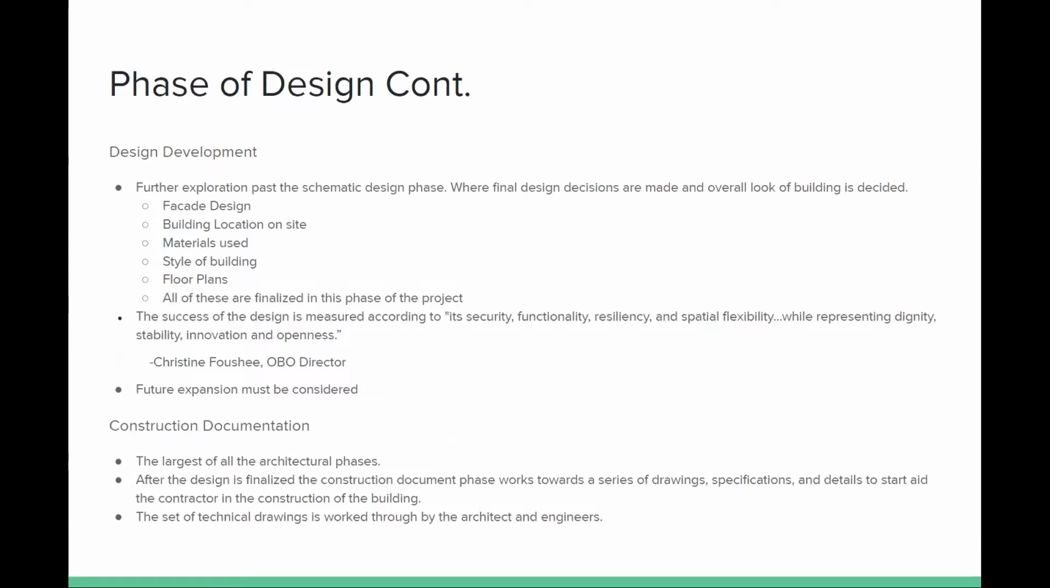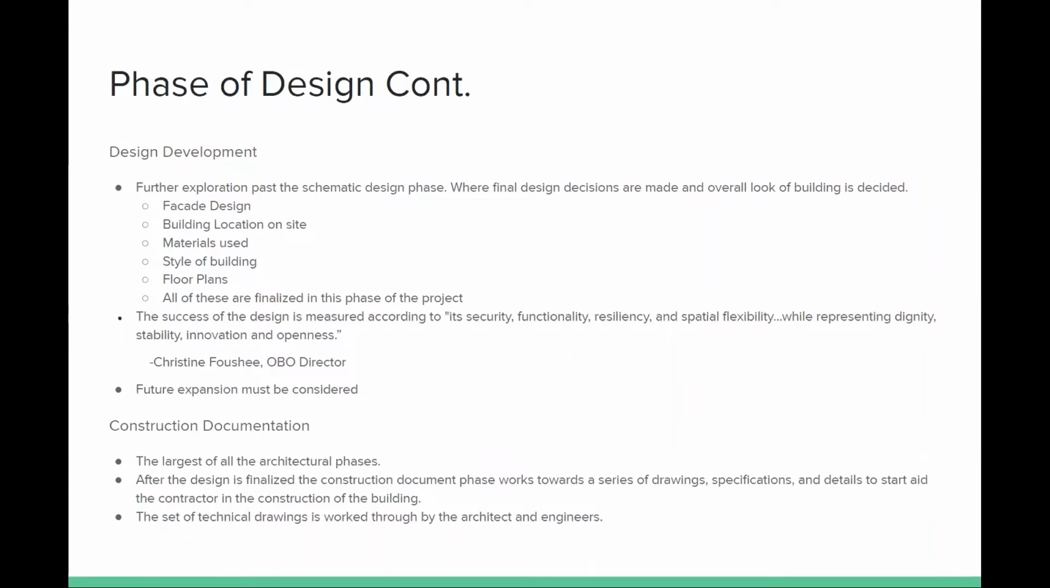Okay, and then getting into design development. This is just a further exploration upon schematic design. It's actually starting to make final decisions now: facade design, building location on site, materials used, style of building, floor plans. This is where the design really gets finalized in the process.